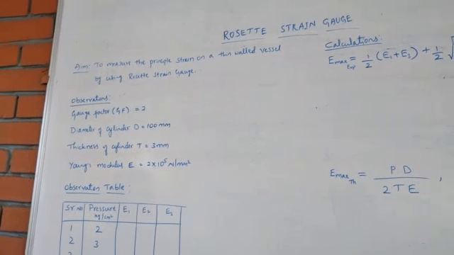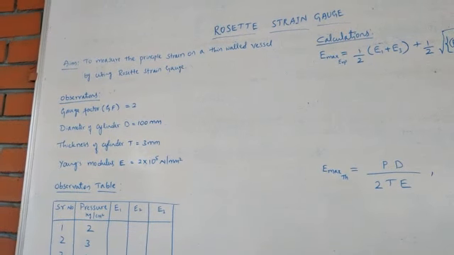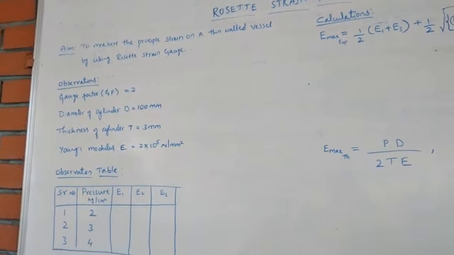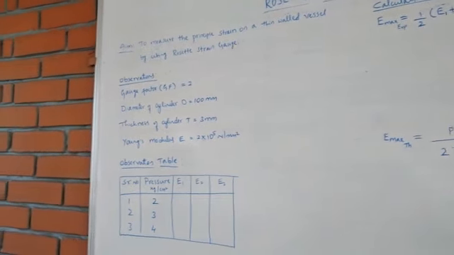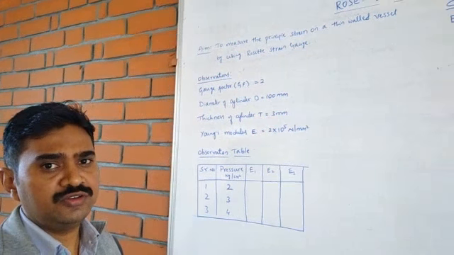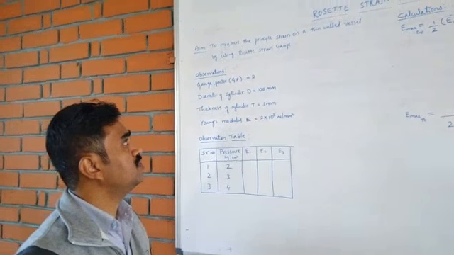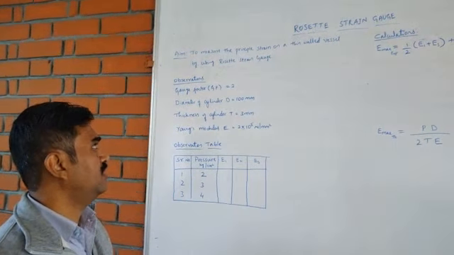Principal strain occurs on a principal plane. What is a principal plane? A plane on which the shear stresses are zero is called a principal plane, and the stresses acting on that are called principal stresses, and the strain induced in that is called principal strain. We are going to measure the principal strain by using a Rosette strain gauge.